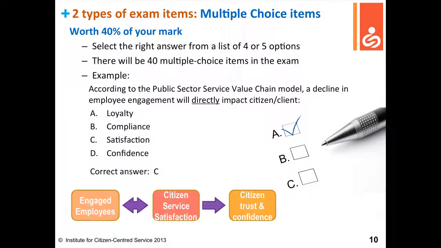According to the public sector service value chain model, a decline in employee engagement will directly impact citizen or client. And then I stop. And at that point, I don't look at any of the answers. I stop and I just think about it. And I try to come up with what I think is the best answer. And sometimes I'll even, on just a piece of paper off to the side, write down what I think that answer is. And then I'll look at the list, and I'll go through each one of them, and see if the answer I thought was the correct answer is there.